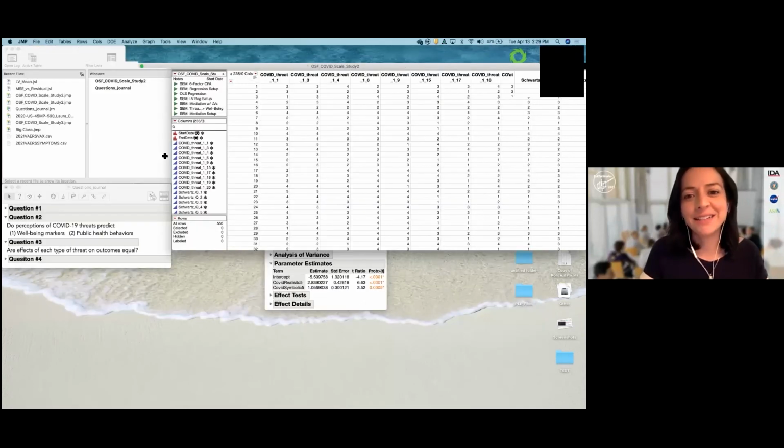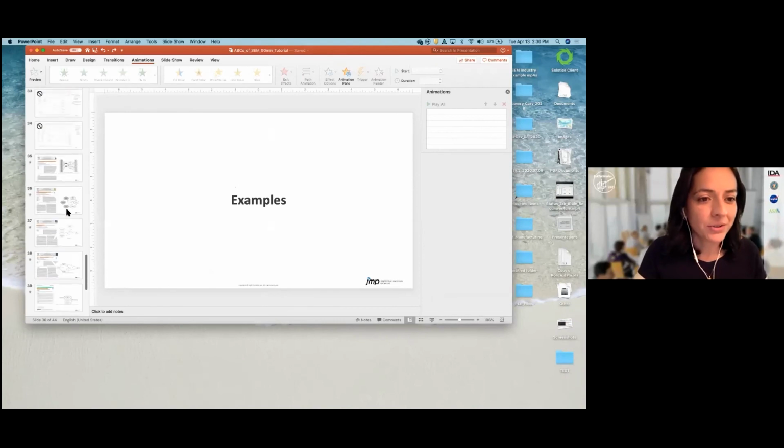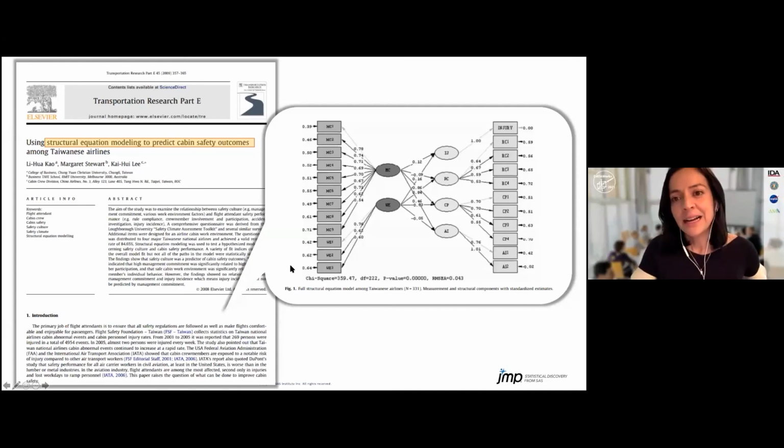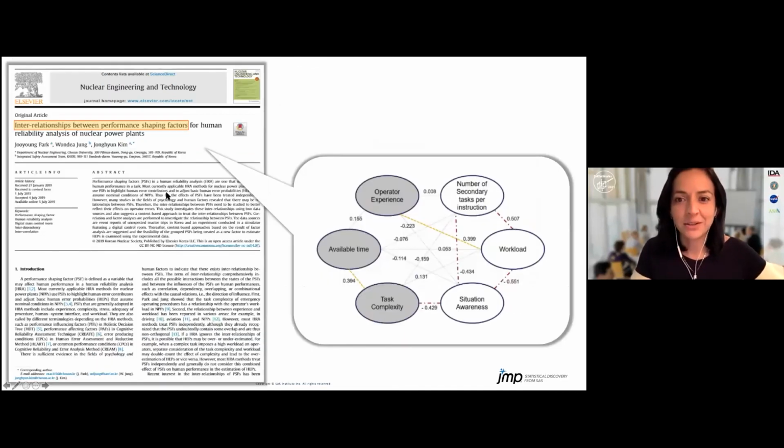Okay, so that's the end of that. I did want to show you some examples in the literature. This is in the slides in the materials that are online, and it's just examples from HSI research. Here's SEM to predict cabin safety outcomes. Hopefully now these path diagrams make more sense to you. This is one where they were just looking at associations between all of these latent variables, looking at their correlations.